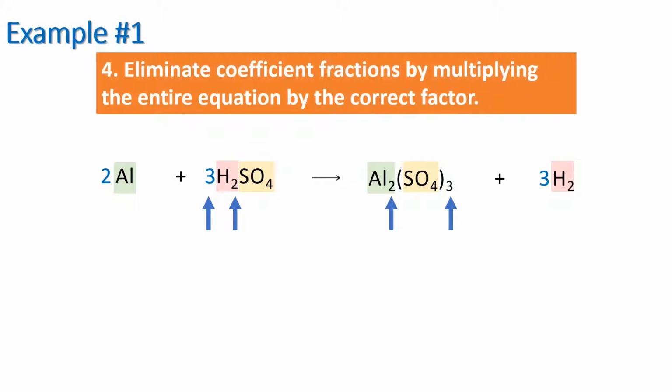Now, if we balanced our equation by using fractions in our coefficients, at this point we'd want to eliminate those fractions by multiplying the entire equation by what's in the denominator. Now we don't have any in this equation, so we're just going to move on to rule number 5.